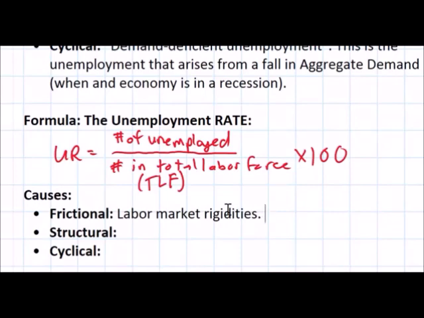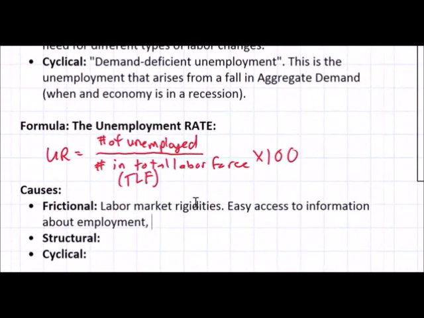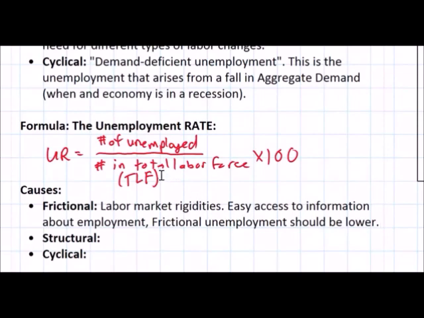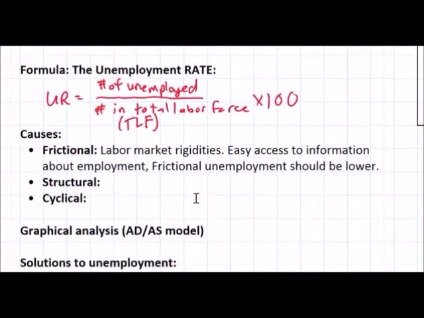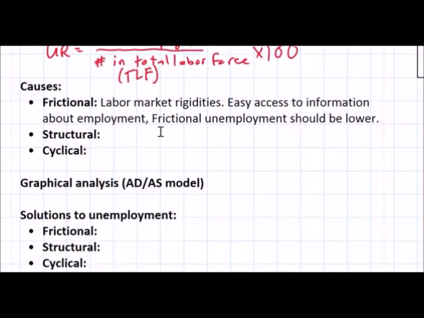In other words, if there is easy access to information about employment, then the frictional unemployment should be lower. If people are able to move around a country and move to different places where jobs exist, then frictional unemployment will be lower. However, if there are rigidities in the labor market or obstacles to people finding information about where jobs exist, or the ability to move to different places in a country in order to take those jobs, then we would expect frictional unemployment to be a little bit higher.